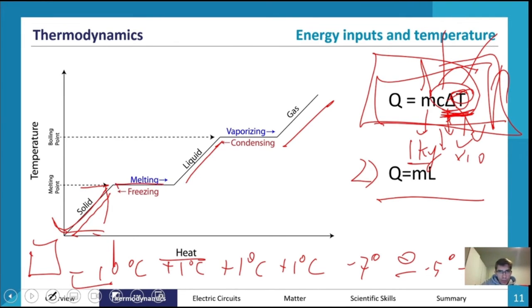How about this part here? Well, during the melting stage, the temperature of the ice cube will not change, even though it's gaining more heat energy, right? The temperature of the ice cube will not change, even though it's gaining more heat energy.